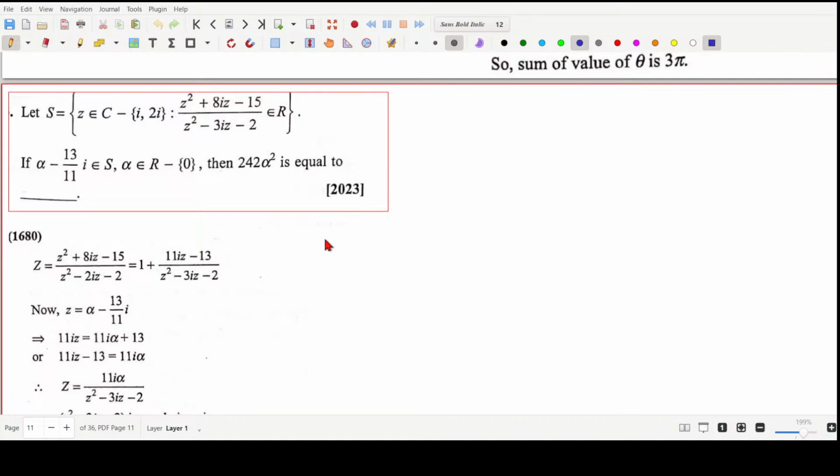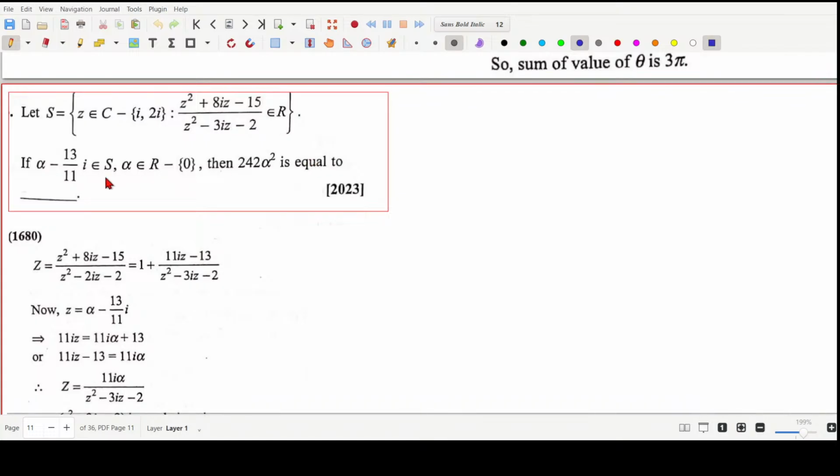Okay, so he's saying S is some set of complex numbers. What are these complex numbers? These are complex numbers such that this by this is actually real. What all x plus iy will make this ratio real? That is the question, right? Now, alpha minus 13 by 11i belongs to S, right? What does that mean? If we substitute this one here, we should get a real number, right?